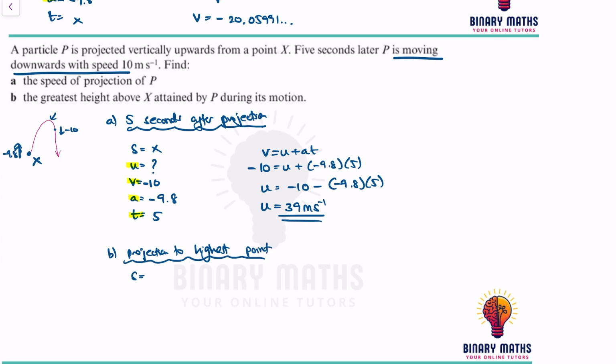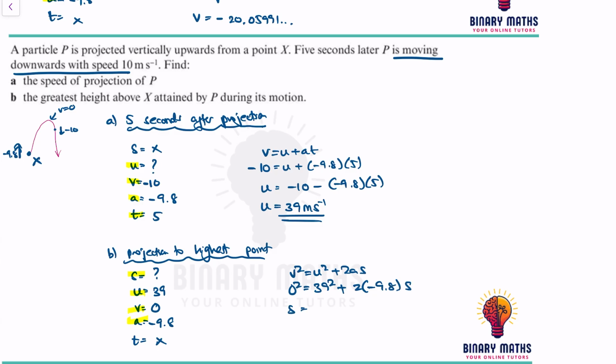So at the highest point, we know velocity is equal to 0. So we're trying to find the highest point, so it's displacement. Initial speed is 39. Final speed is 0. Acceleration is minus 9.8. T, we don't know. So we know v squared is equal to u squared plus 2as. So 0 squared is equal to 39 squared plus 2 times minus 9.8 times s.